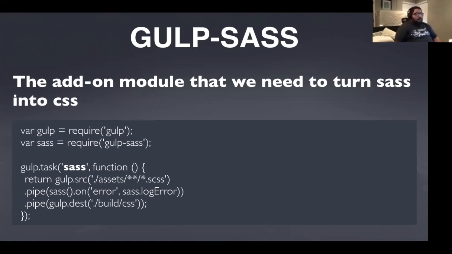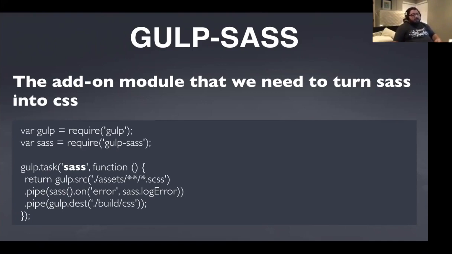So in that pipe, I do SASS, and then I pass an on error just because I want to see any errors that come up. If something's typoed somewhere, you want to see what's going on, not just have the SASS fail. And ultimately, the last line of any task should be the destination. So you'll see pipe and then gulp.dest.